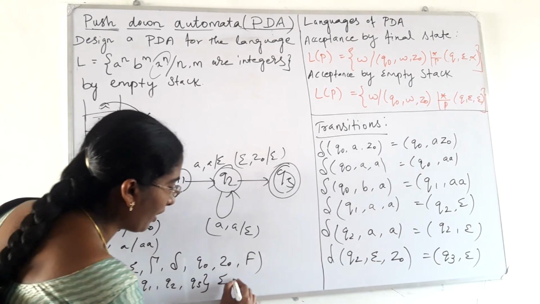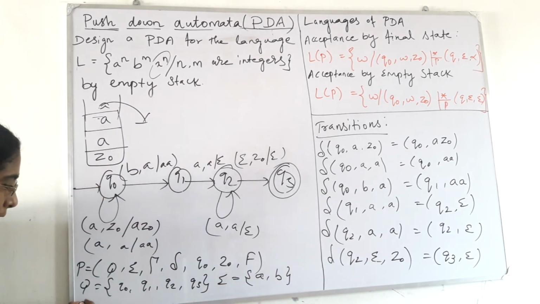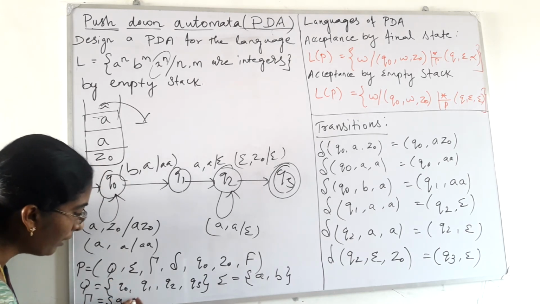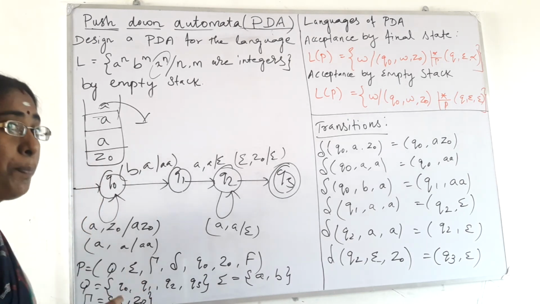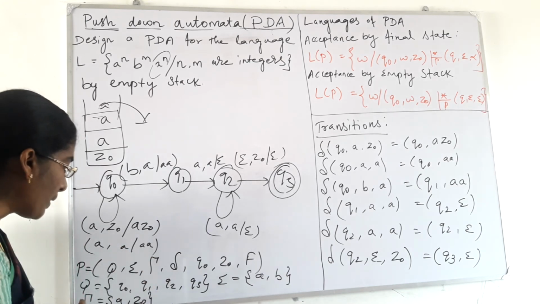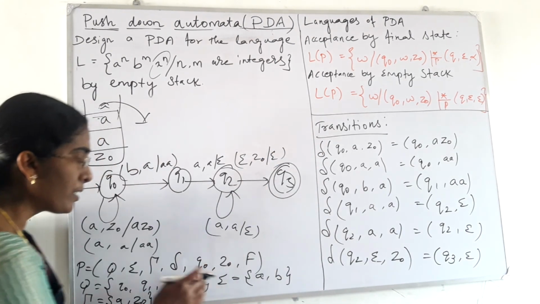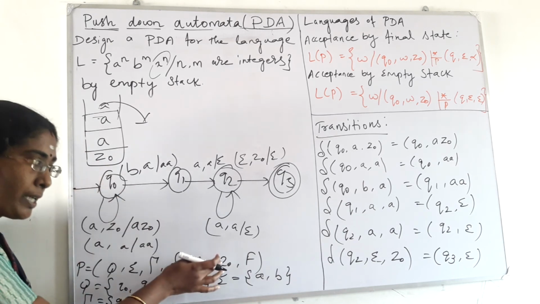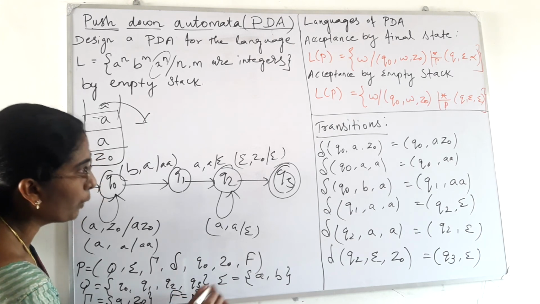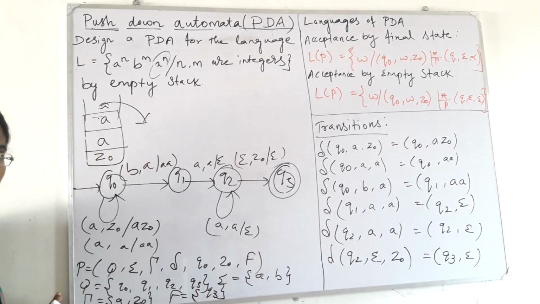And what are the input symbols? A and B are the input symbols. What are the stack symbols? What are the symbols we used in the stack? A comma Z0. Because B is not pushed onto the stack, B will not be considered a symbol of the stack. So the stack symbols are A and Z0. And these are the set of transitions. Q0 is the same start state, Z0 is the top of the stack, and which one is the final state? F is equal to Q3. This is the definition for this particular pushdown automata.